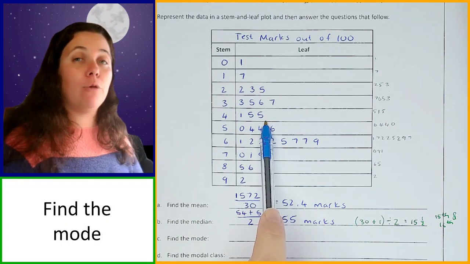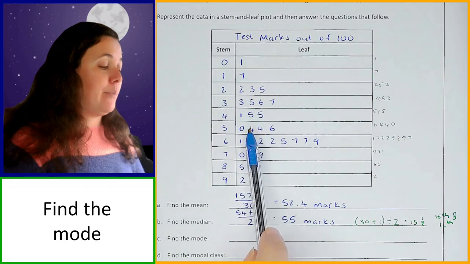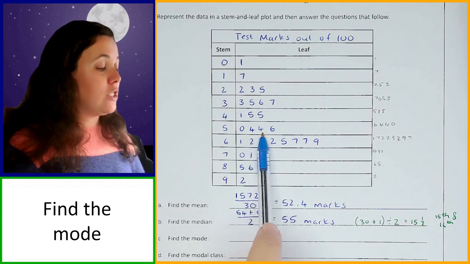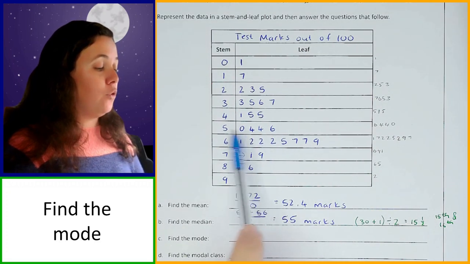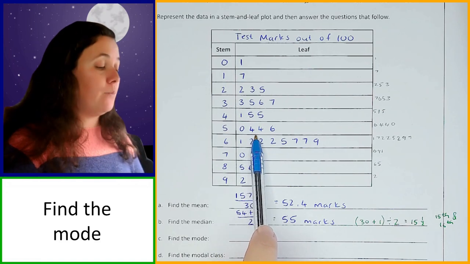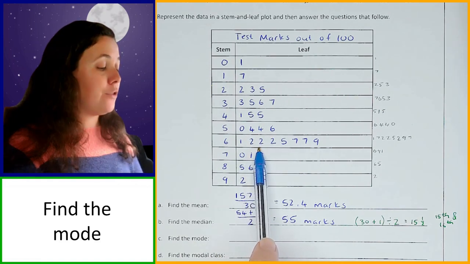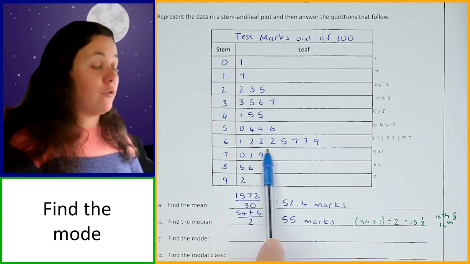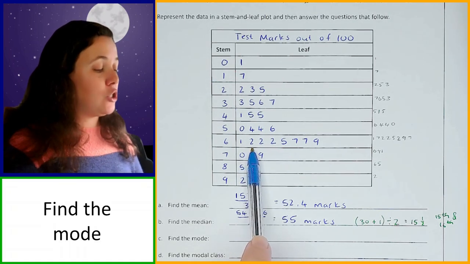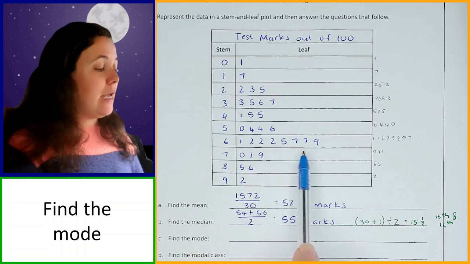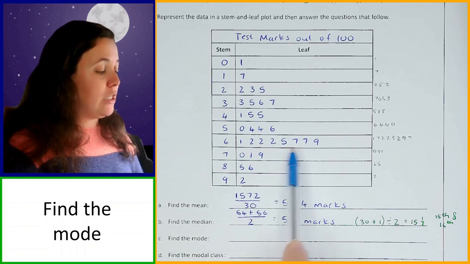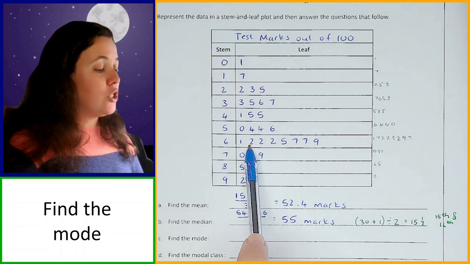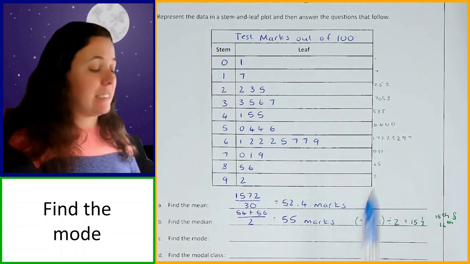That could potentially be a mode unless something else appears more often. Over here, I've also got two next to each other. This is two fours. They both represent 54. Then over here, I've got three twos next to each other. So that means those can't be modes, because now I've got three that are the same. This is 62, 62, and 62. Over here, I've got two next to each other, and there's nothing else that's more than that. So my mode is going to be 62.